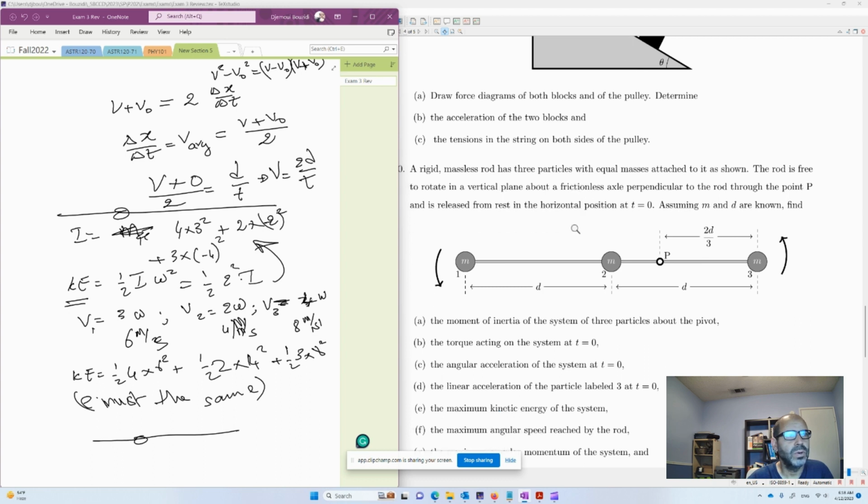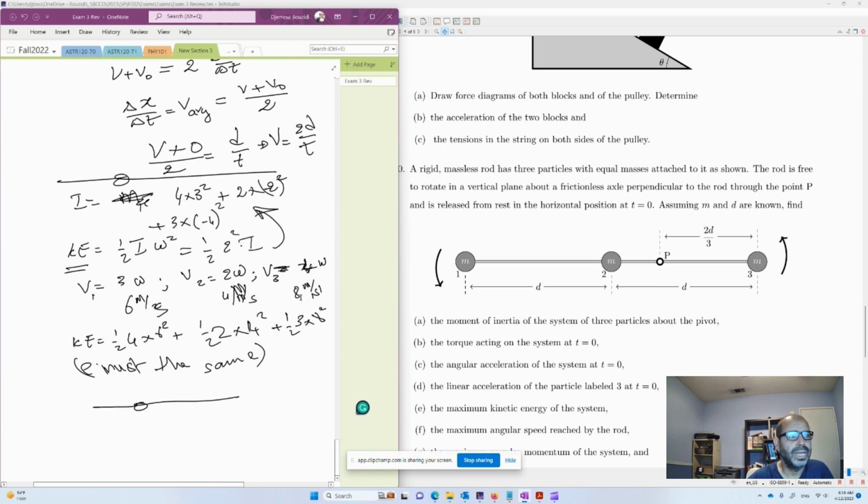Problem 10 in this case gives you a rigid body with three point particles again, all of the same mass m, and it wants you to find the moment of inertia around the center of rotation that is fixed at a distance 2d/3 from this one, 1/3 of d from this one, and d from this one.